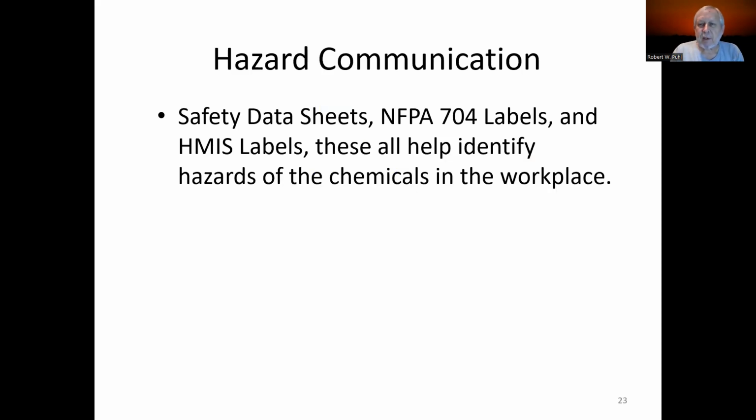Safety data sheets, NFPA 704 labels, and HMIS labels all help identify hazards of the chemicals in the workplace. And that's where this chapter stops, 75.